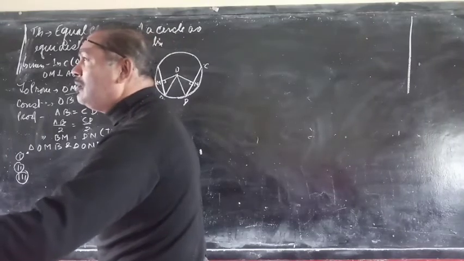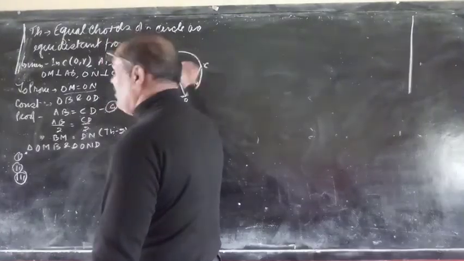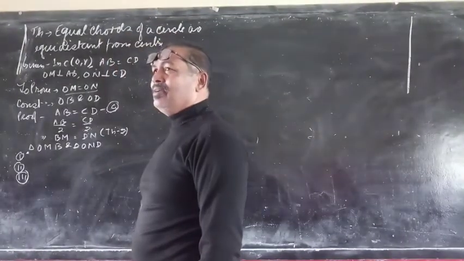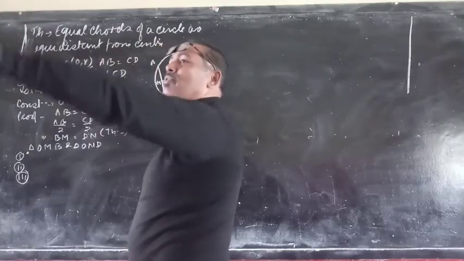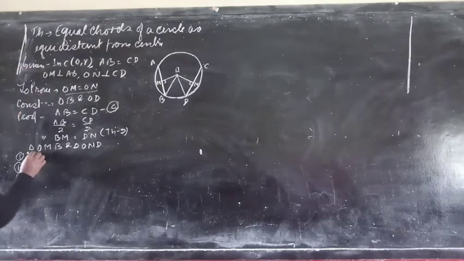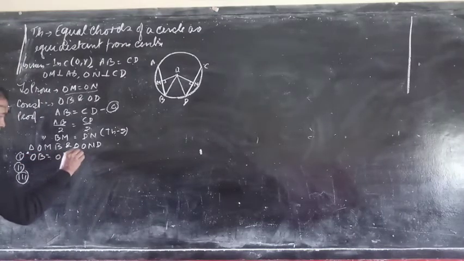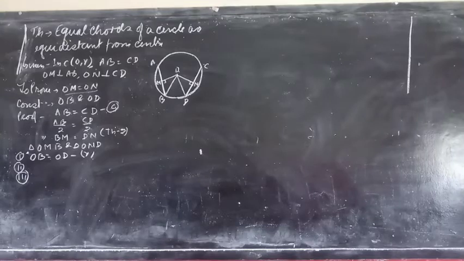OB is equal to OD. Very good. OB is equal to OD. What is your name? Dhananjay. Why is OB equal to OD? Beta, because they are radii. Good Dhananjay, because they are the radii. Second, sir, BM is equal to DN.